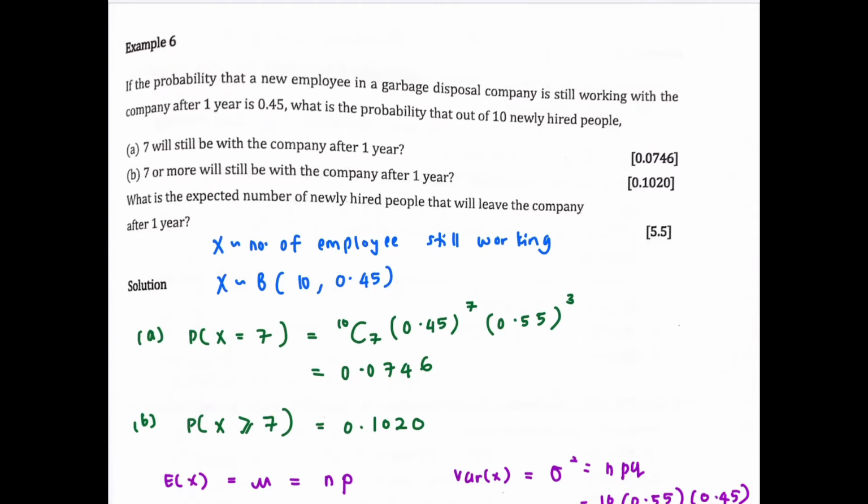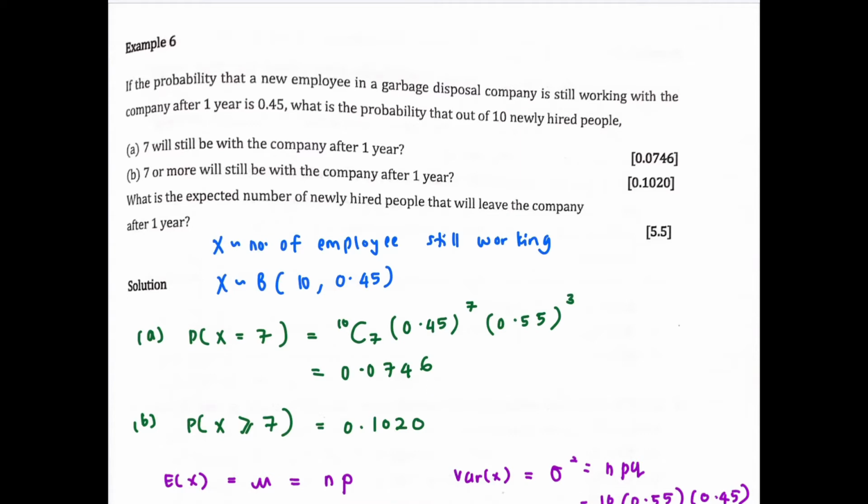7 will still be with the company, meaning that if you symbolize this one, that will be P(X = 7). So just substitute into the binomial formula: 10C7, 0.45 to the power of 7 and 0.55 to the power of 3. Then you have the answer 0.0746.